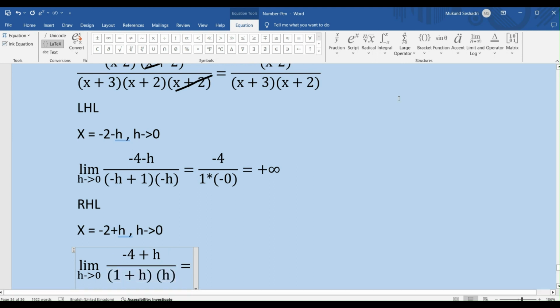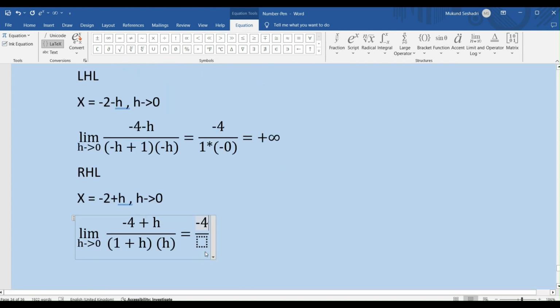tending to 0, I have my minus 4 plus h becoming minus 4. My 1 plus h becomes 1. And then I have 0. Now we have a negative sign with us, but it takes again a number which is negative of infinity, right?